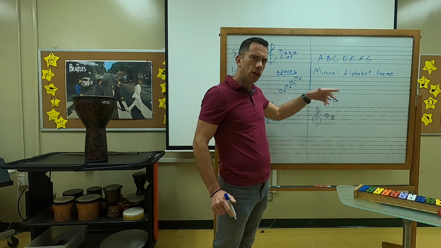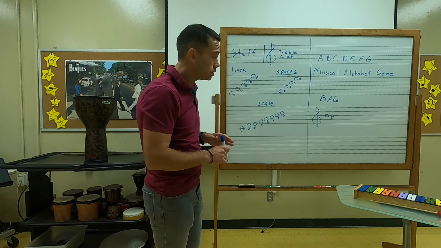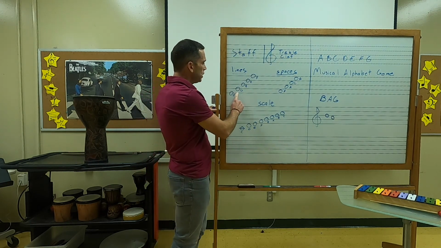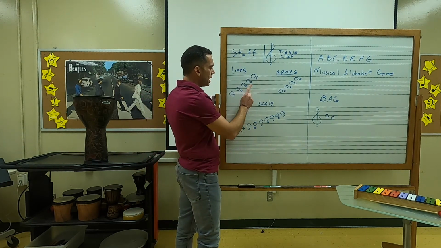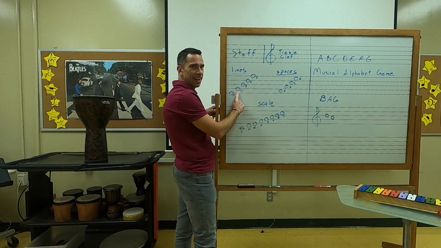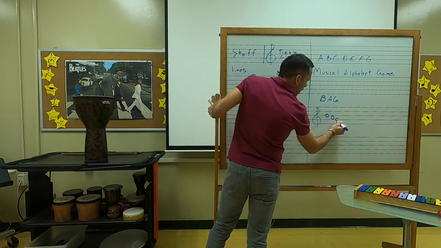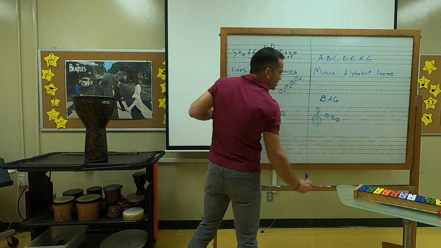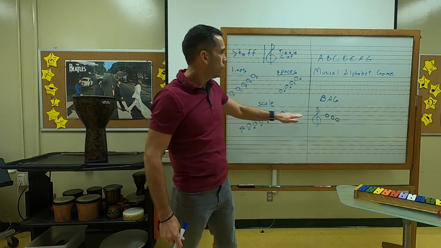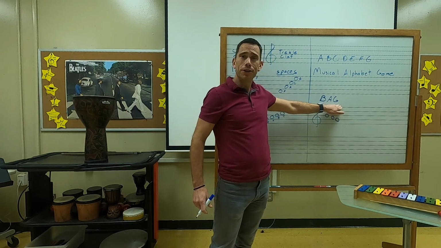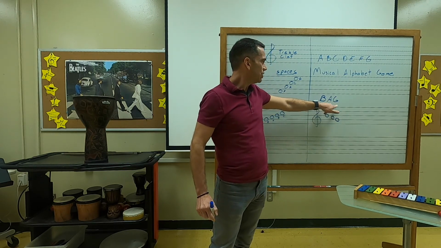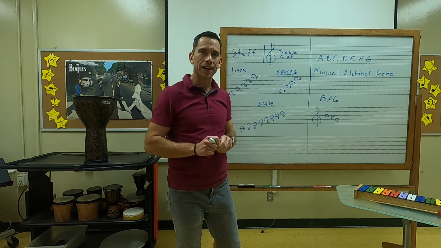Where does G go? Is it on a line or space? Well, let's work through it. Every good boy does fine. It's right there on that second line. So we'll come over here and put our note right there on the second line. So we've taken the word bag and turned it to a melody. B-A-G. I wonder what that sounds like.